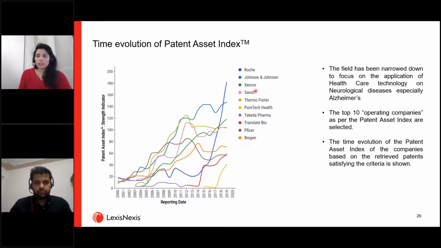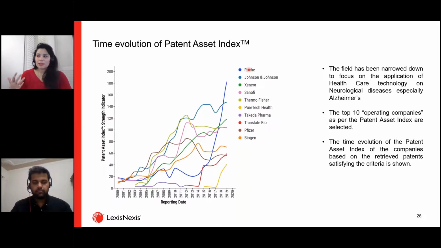What I have done here is I have removed any other kind of entity apart from operating companies. So you see here the top 10 companies as per the patent asset index. I could have looked at the startups as well, but I can't include everything in a webinar. If someone is interested to look at the startups, we could have done that as well. Why I have done that is because, I don't want to go into the details, but it does happen that after repeated failures, companies do stop research in particular technological areas, Alzheimer's being one of them.